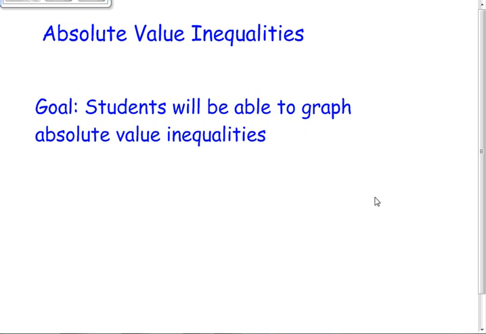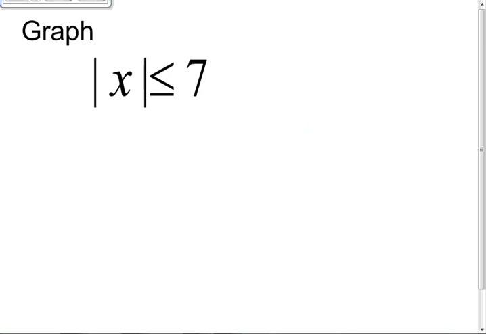Okay, we're going to do absolute value inequalities. There it is. How do you solve that? That's part of it. What's the other part? What about x is less than or equal to -7? Nope, that's wrong. Nope, this is absolute value.